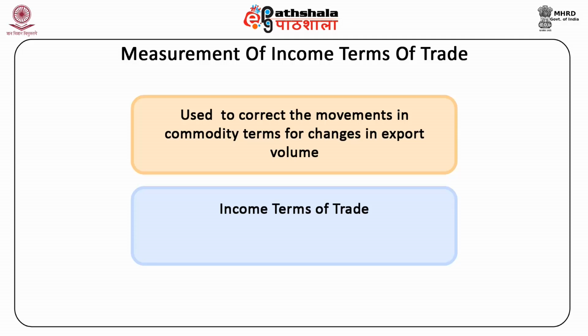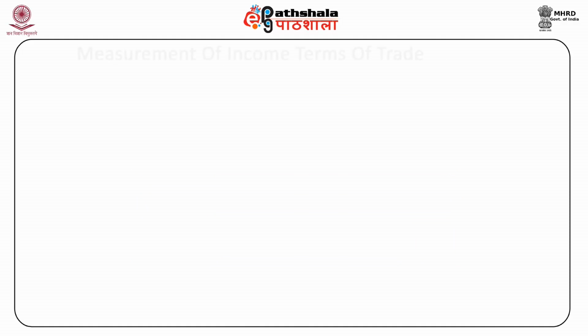Symbolically, income terms of trade is expressed as I is equal to N times XQ, where N refers to net barter or commodity terms of trade index, that is XP upon IP. XQ stands for the export quantity index and I stands for income terms of trade. Let us again understand this with the help of an example.